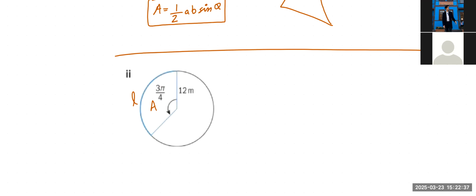Anyways, so can you try to find the arc length? By the way, I want the answer in terms of pi, okay? So I don't want you to convert to decimals.